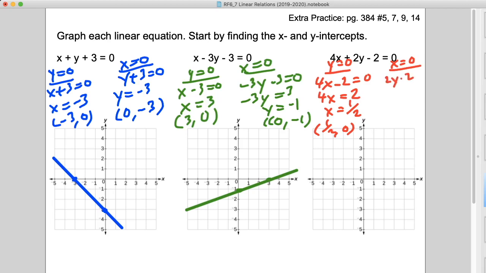2y minus 2 is equal to 0. I'm going to add 2 to both sides, so I'll have 2y is equal to 2. And then divide both sides by 2, which gives me y is equal to 1. So I'll have an ordered pair of 0, 1. And then we said 1/2, 0. So we'll get something that looks like this. And we can go ahead and draw a straight line through those 2 points.